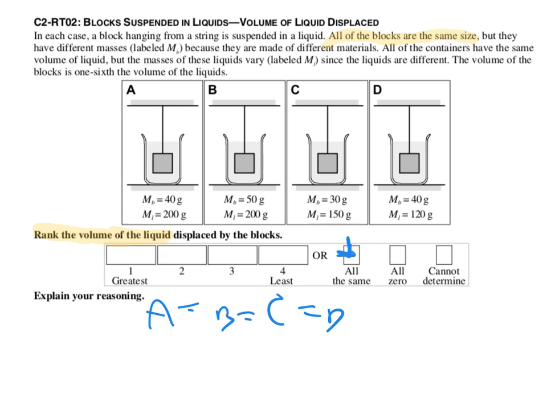We could talk a little bit about the force that must be exerted, the buoyant force, but we don't know the tension of the string, so that wouldn't get us anywhere. It really comes down to just the geometry of it. Since the water is displaced by the blocks, and the block is the same in every case, then the volume of water that's been displaced is the same in each case.